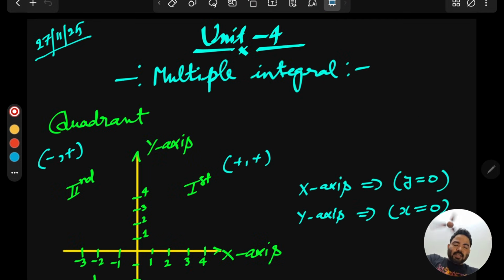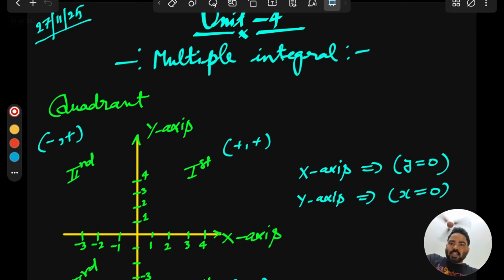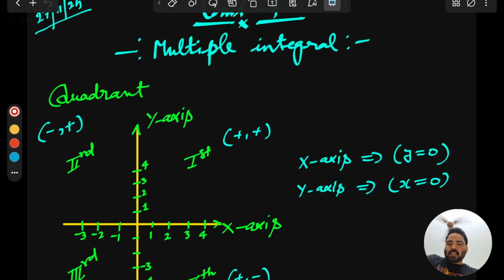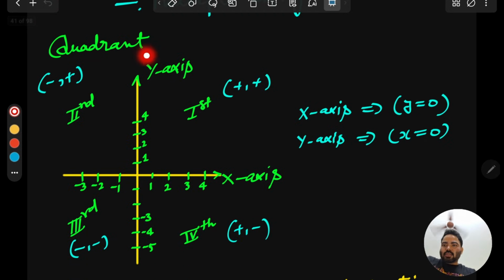Before starting the questions, let me give you a quick summary of the relevant information. In multiple calculus, in multiple integration, first you have to remember the quadrants. What is a quadrant? We can represent it in 2D by the x and y axes. Here x is positive on this side and the upper side is y positive, this side is x negative and the lower side is y negative. So if x is positive and y is positive, that means this is the first quadrant, and this represents (x, y).